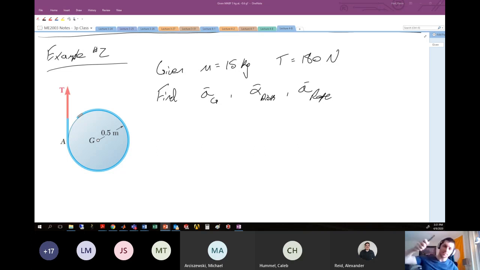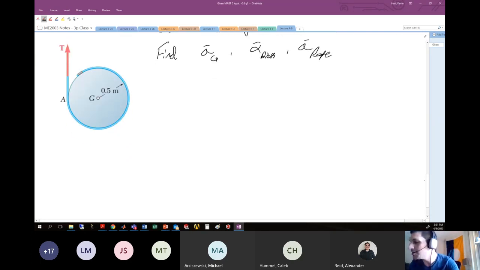All right, so let's go. Notice now we don't have purely translational motion. Okay, this guy is definitely going to be spinning. So we can't assume a translational relationship anymore. We've got to go for our full-blown analysis. So let's go.